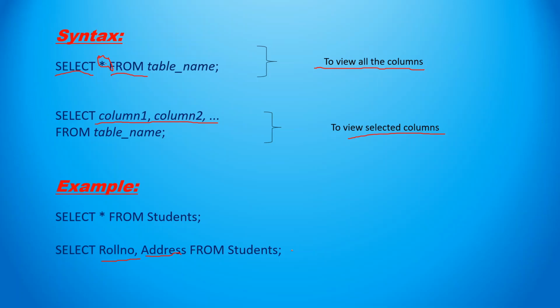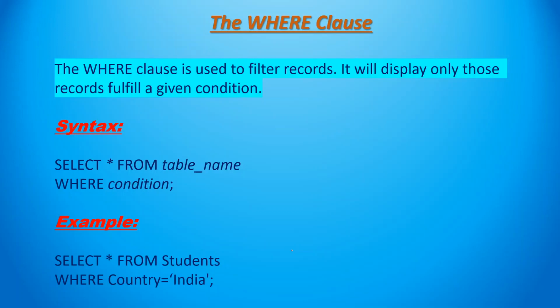Now next is the where clause. The where clause is used to filter records. Filter records means there are many rows, and rows mean records in the table. But if you want to view specific records based on a specific condition or criteria, then you can specify it by using the where clause.